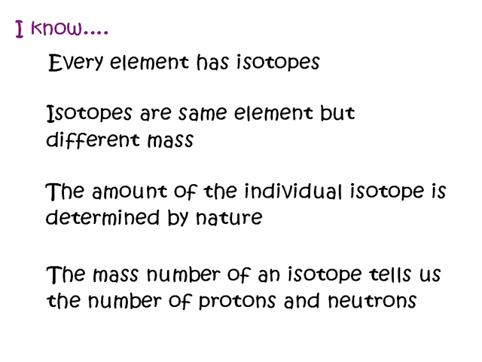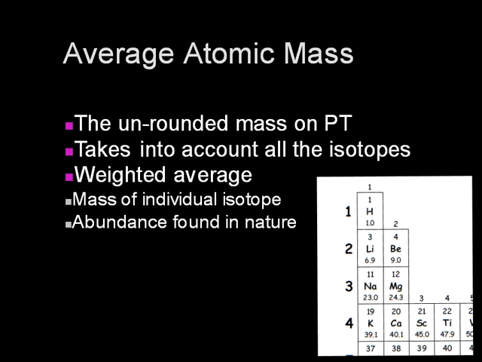And then finally, the mass number of an isotope tells us the number of protons and neutrons. And maybe you've been taught that this mass number is a whole number, and it should be, because it's a number of protons and neutrons. So here comes the origins of this average atomic mass. What is it?